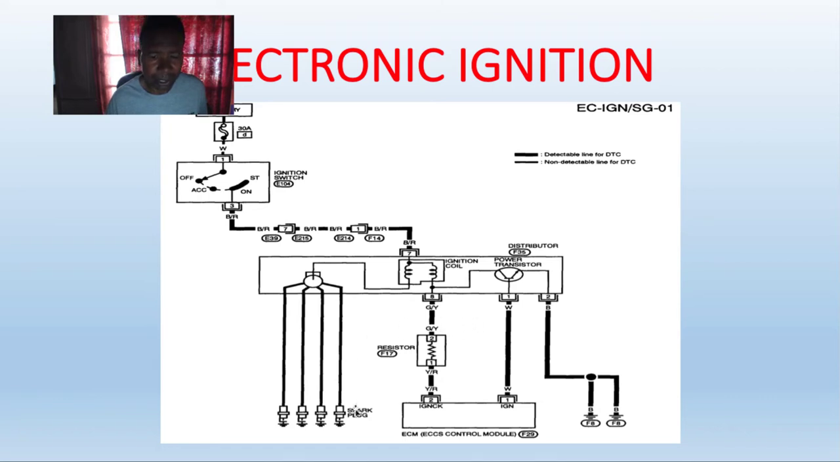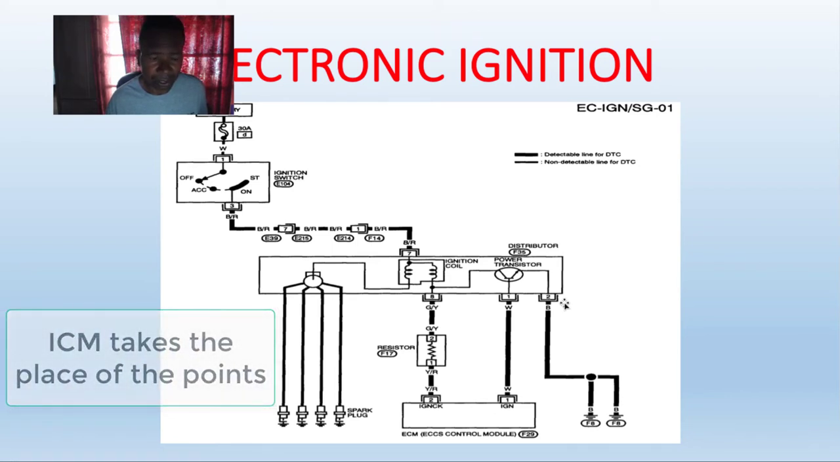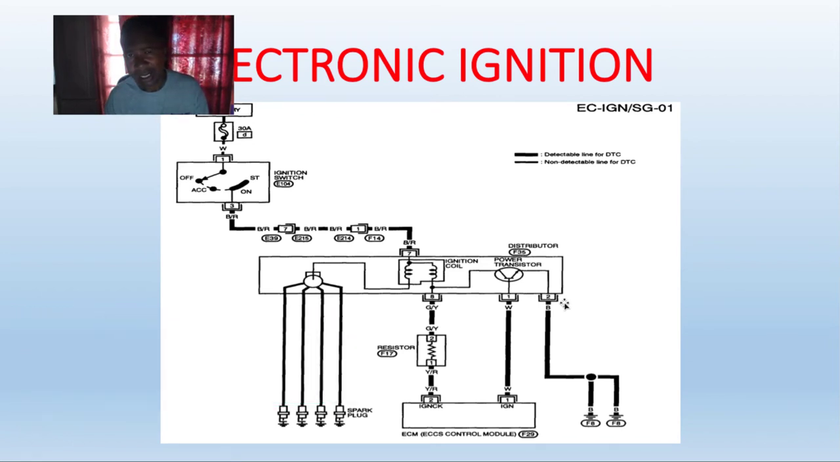As you can see here, we've got the points, we have our ignition coil, and we have a power transistor. That power transistor is internal to an ignition control module, or the ICM, or the PCM that does the triggering. Remember, now the ICM or the PCM controls the current running through the primary circuit that triggers the secondary ignition circuit.